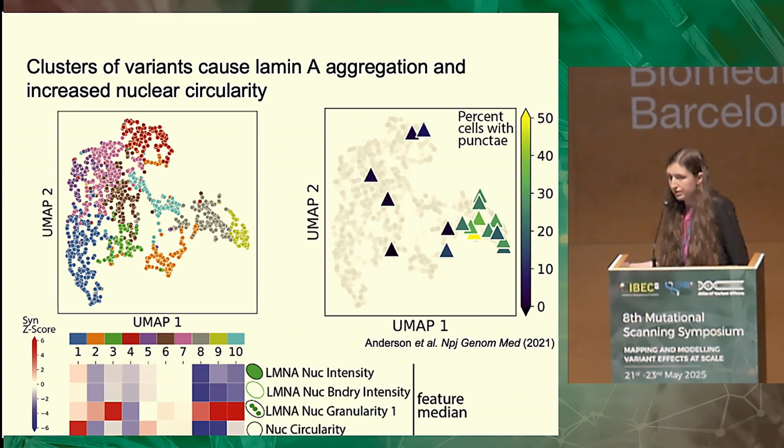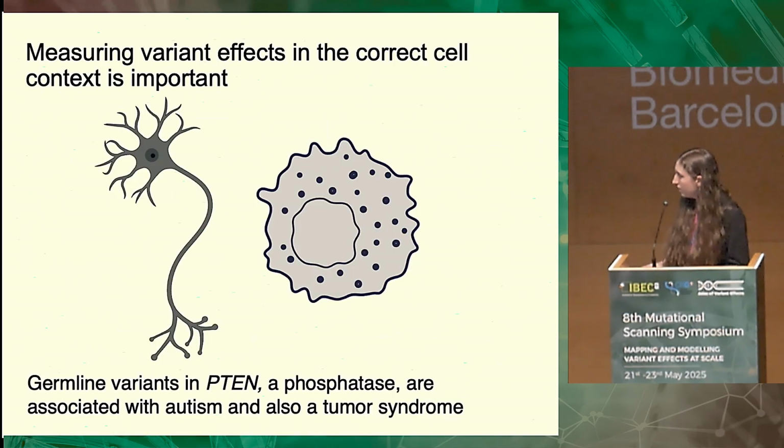So this was really promising, and we were able to learn a lot about LMNA variants from this analysis. But we wanted to move into a different cell line and not just use U2OS cells. One of the reasons was that we wanted to study the PTEN gene, because variants can cause different diseases. Germline variants in PTEN can cause autism and also a tumor syndrome. It's also involved in somatic cancer.